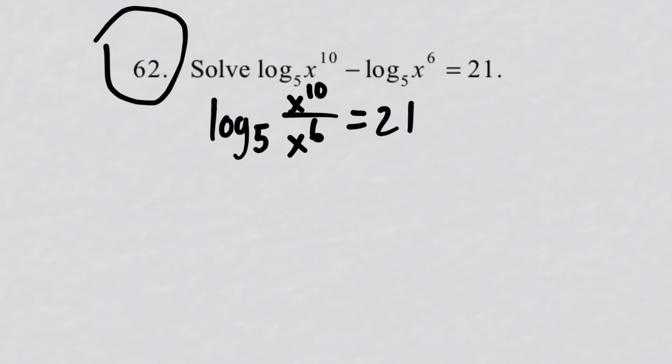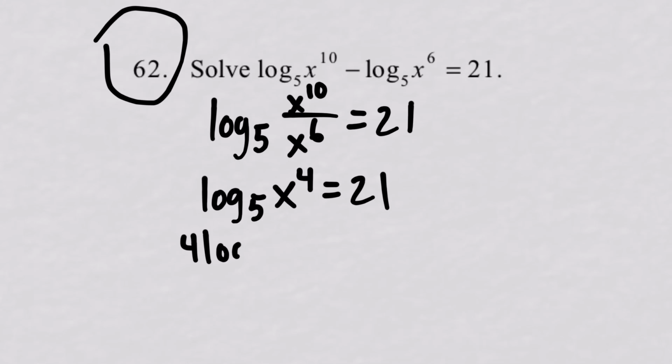Now, x to the 10th over x to the 6th, remember your old properties of powers. X to the 10th divided by x to the 6th is just x to the 4th. So this is log base 5 of x to the 4th. There you go, I'm almost there. I'm going to bring the 4 down. 4 log base 5 of x equals 21. I'm going to divide by 4.